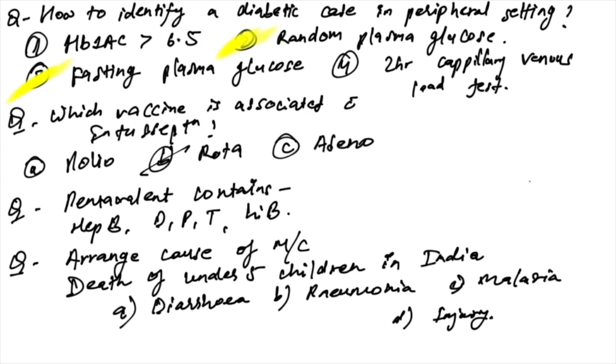Which vaccine is associated with intussusception? Rotavirus is associated with intussusception. Now the pentavalent vaccine, what does it contain? Hepatitis B, Hib, DPT. These are the contents of the pentavalent vaccine. Now arrange the causes of the most common death under 5 children in India. First of all diarrhea, then pneumonia, then malaria, and after that injuries.